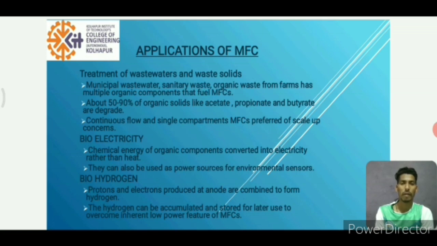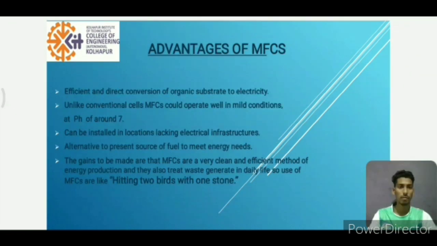They are used in bioelectricity, where the chemical energy of organic components is converted into electricity rather than heat. They can also be used as a power source for environmental sensors. They are also used in biohydrogen. Protons and electrons produced at the anode combine to form hydrogen. The hydrogen can be accumulated and stored for later use, to overcome the inherent low power feature of MFCs.